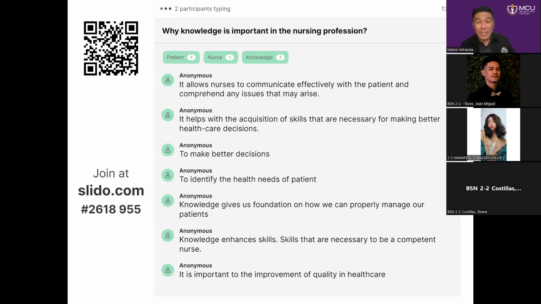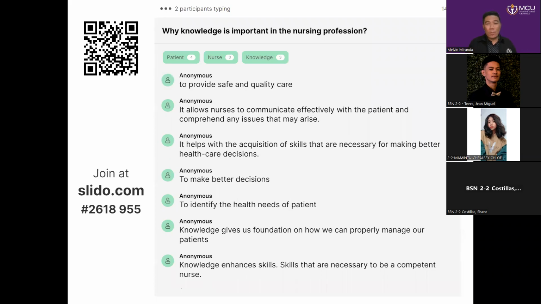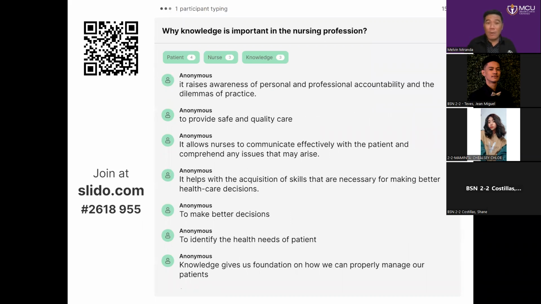Knowledge enhances skill, yes, because it always considers matching what you have learned and what you are performing, because knowledge itself is our foundation in everything that we do, decide, and consider for our clinical decisions. I saw a response referring to how it helps the acquisition of skills that are necessary for making better healthcare decisions.